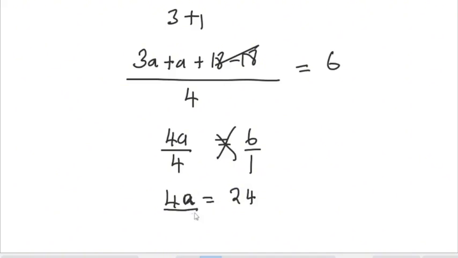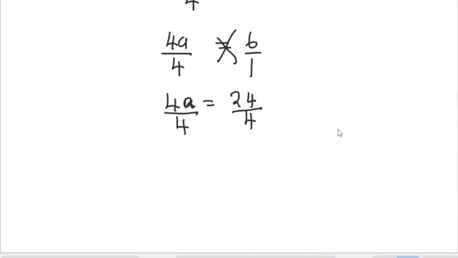Alright, so from here we divide by 4, because we want to find the value of a. 4 and 4 will cancel. Therefore, a is equal to 24 divided by 4, it's 6. So a is equal to 6.